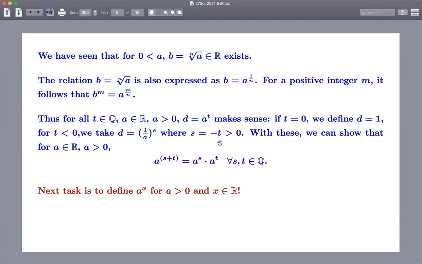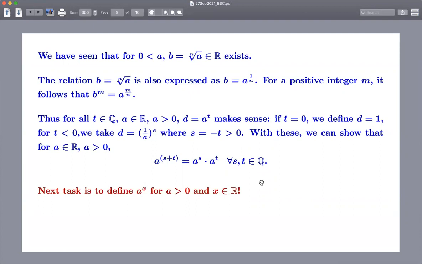And with this, the following can be shown, that a power s plus t is a power s times a power t. Excuse me, sir, I have a doubt. Why do we define the exponentiation for negative rationals as such? I mean, is there any benefit, or why do we define it in this following way? Okay, there are two questions: why do we define it, and why do we define it this way? My question is just why do we define it in this way. Oh, not why do we define it?